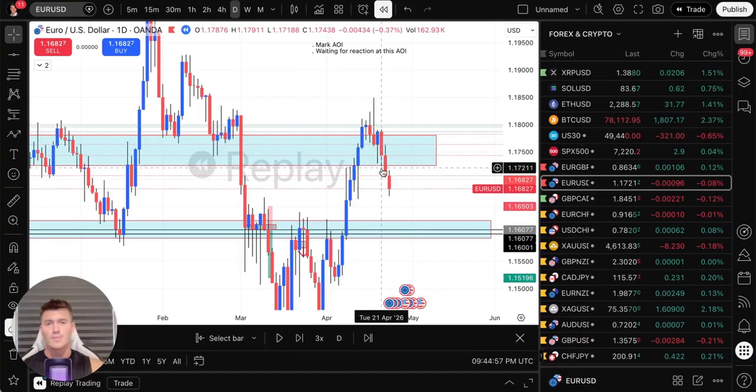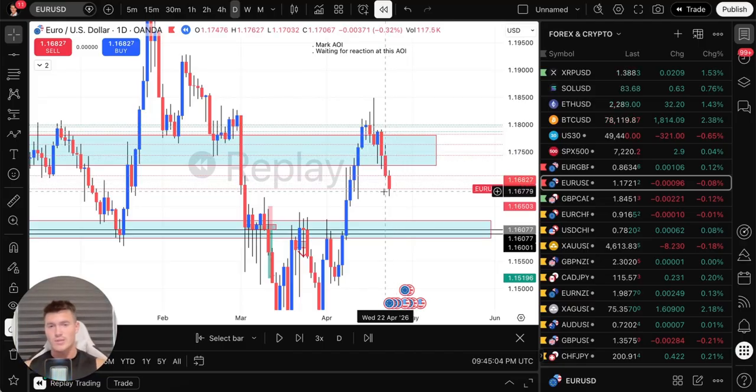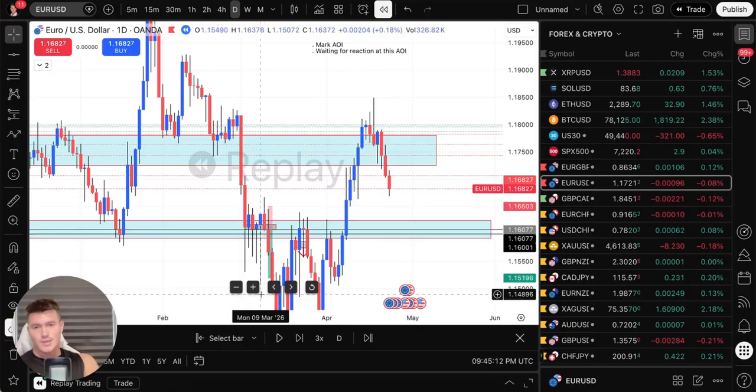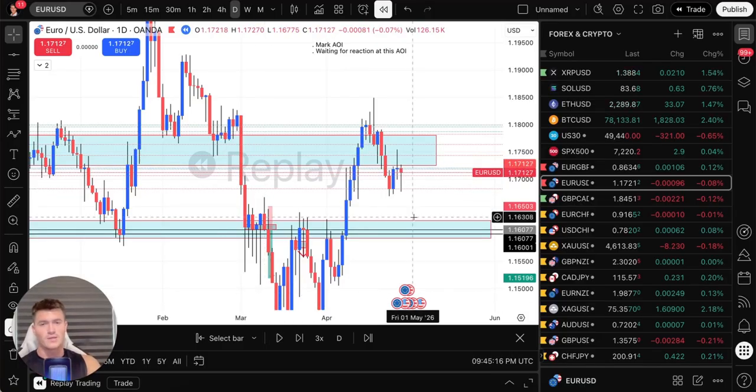And we are. So we broke right here. Now what I'm anticipating is a pullback to this area of interest. Remember, that's where you want to make sure that you are getting in. That's where you want to snipe your trades, or the pullbacks into the area of interest. And we do. Perfect. Right here.